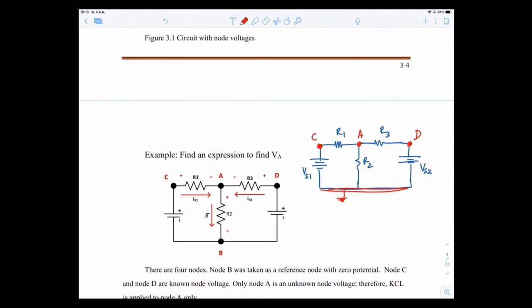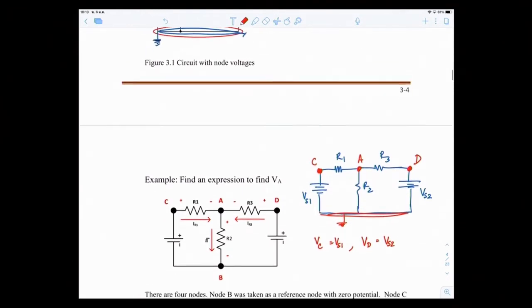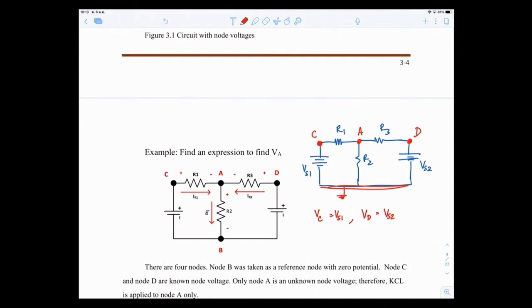Does the problem already give any node voltages? So I look: the voltage at VC with respect to ground is equal to VS1, and I also know that from point D to ground it's VS2, so I know the node voltages for point C and point D as I just wrote. The one that I don't know then is VA, so we're going to find VA.